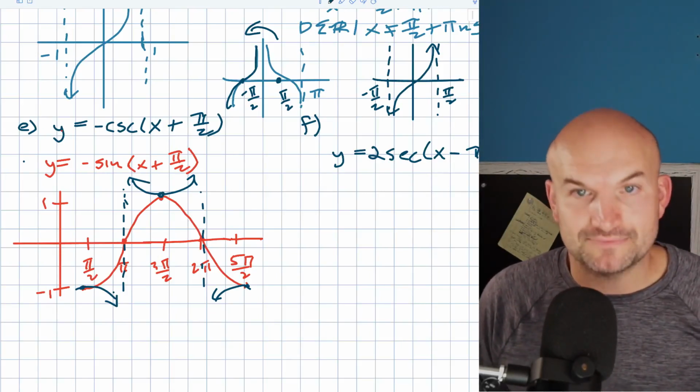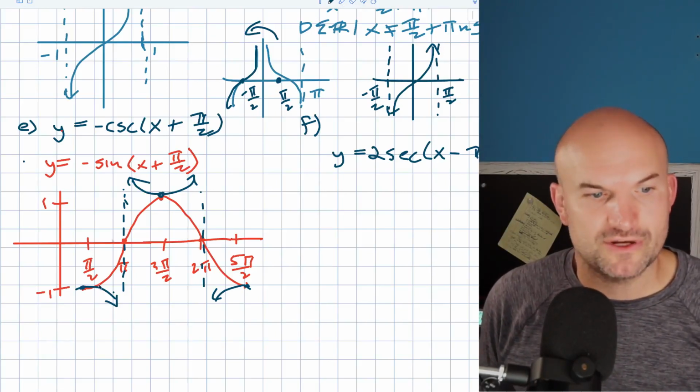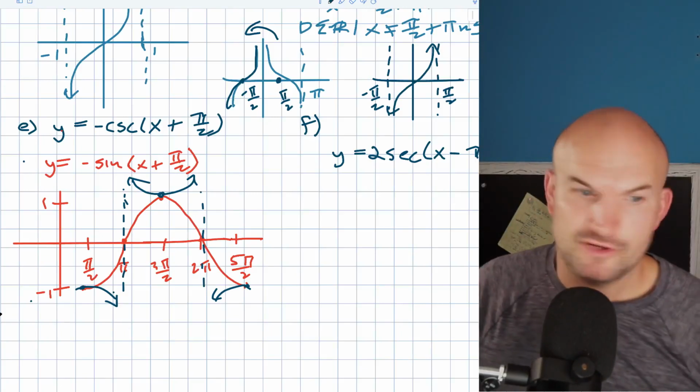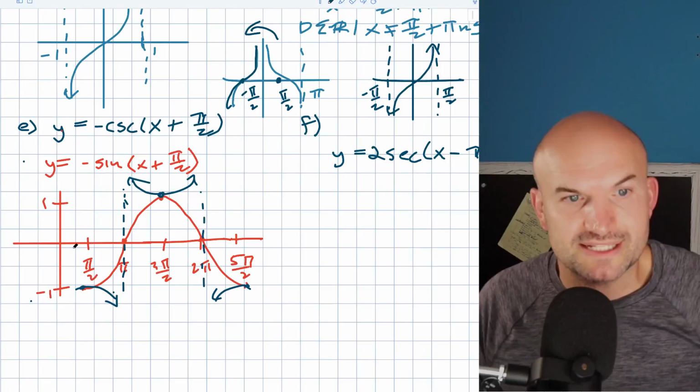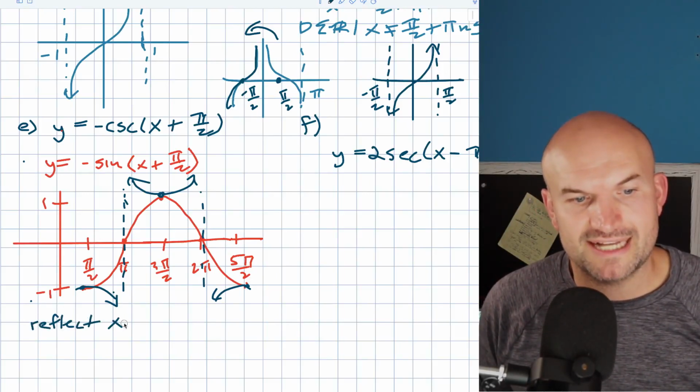Now, how do we figure out all the information? Let's go ahead and write it down. My period, I'm sorry, there's no period in this case. We have a reflection about the x-axis.